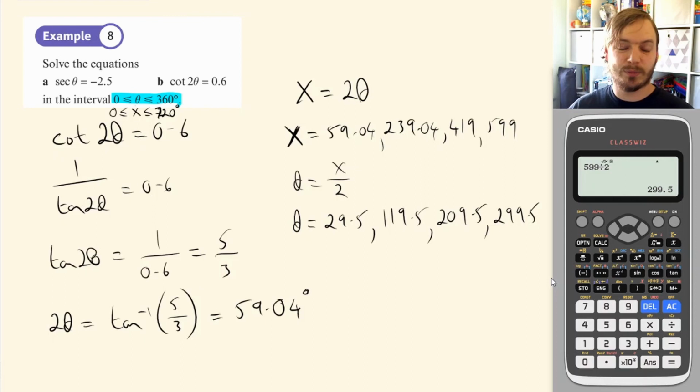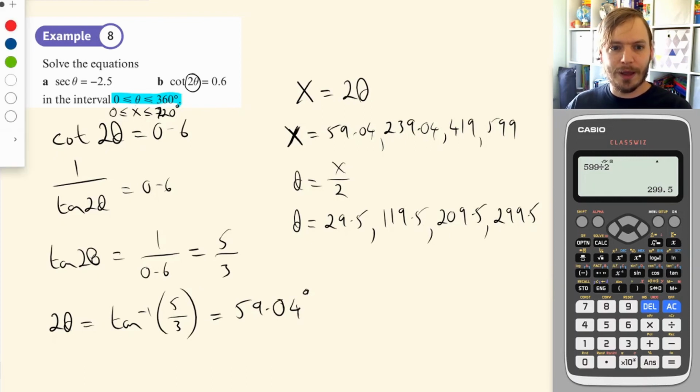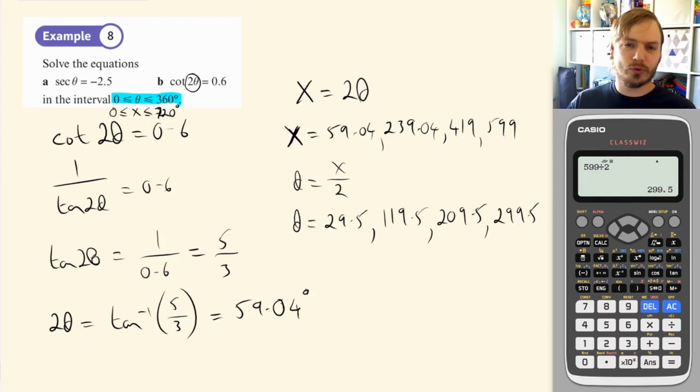And it shouldn't be a big surprise we get 4 answers, because 2 theta compresses everything in, so I get twice as many repeats in that same range. So where we would normally find 2 answers in the range of 0 to 360, we've squashed it in, so we'll find 4. And that's it. So hopefully that's been a helpful reminder of all of those things that we've done earlier in the year, but now we can also apply them to sec, cosec and cot as well.